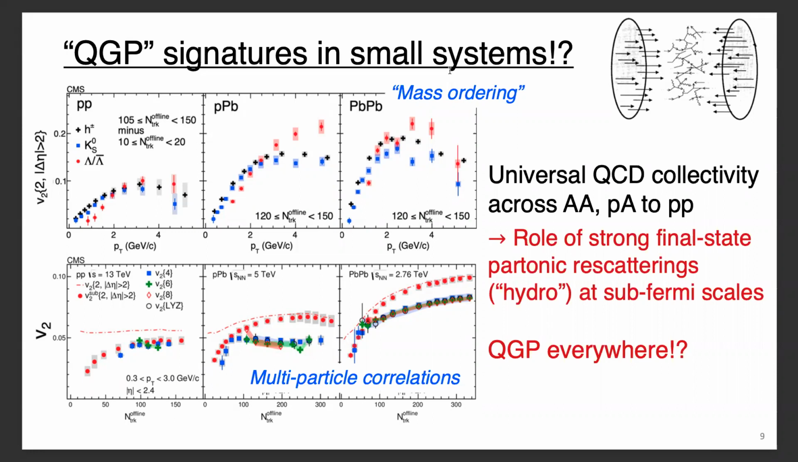I'm just curious, so for the PP results, those are old published results. Do you also have the new results based on the entire long two data? Yeah, these, no, we don't.